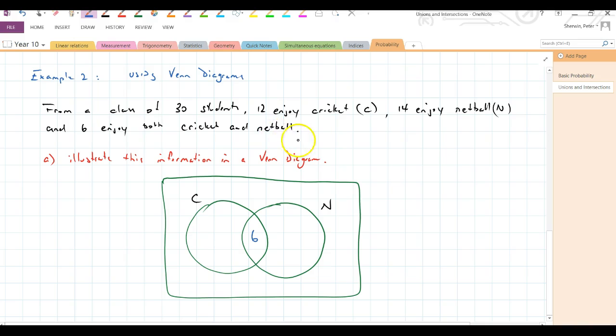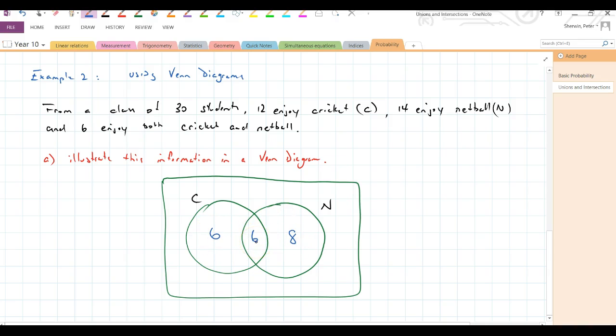Okay, now let's work backwards. I've got 12 enjoying cricket. Well, I've got 6 already that also enjoy netball, so that's just 6 that enjoy cricket only. 6 plus 6 gives me that 12. And netball, I've got 14 that enjoy netball, but I've already got 6 here that also enjoy cricket, so that's just 8 that enjoy netball only. So that's 14 total netball, 12 total cricket.